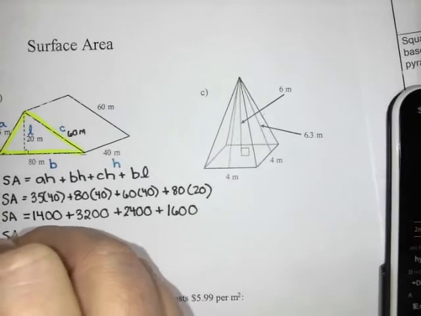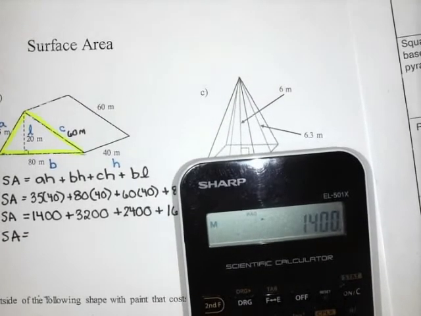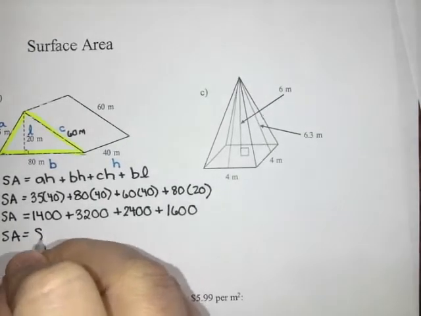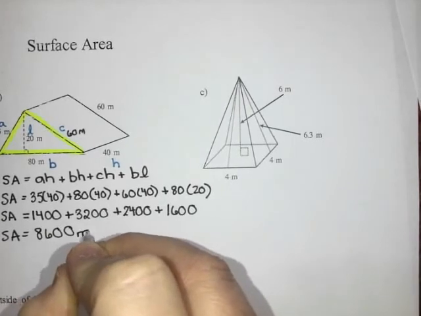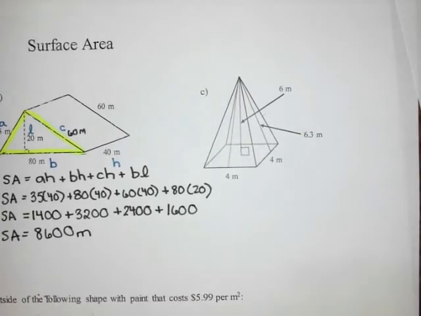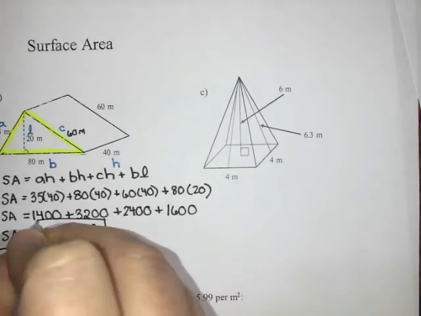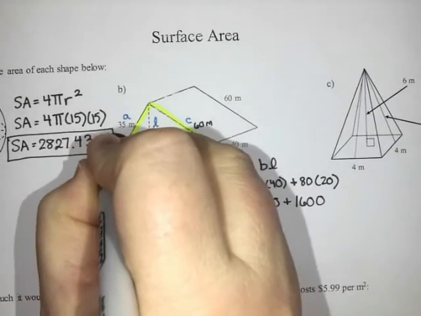And then I'm just going to add all of those numbers together. So 1,400 plus 3,200 plus 2,400 plus 1,600. And I get a grand total of 8,600. And that is going to be meters. And because it's area, it should be squared. Which makes me realize that on the previous question, we forgot to put in the square. Sorry about that.